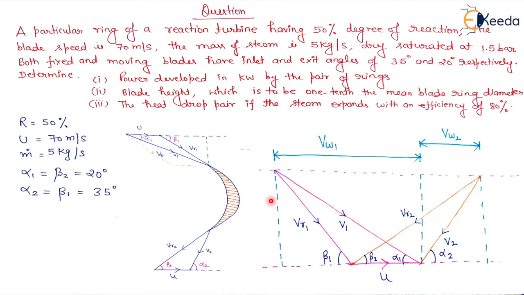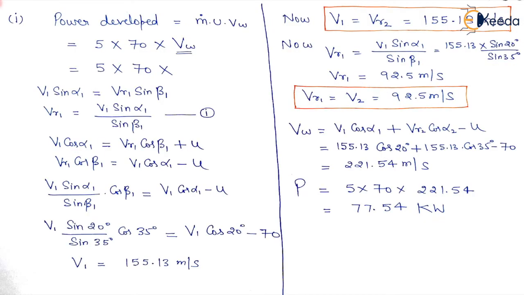Now let's see the question one by one. Power developed in kilowatt by pair of rings. You see in this case, what is the power developed? Power developed is mass flow rate into U into VW. So M is given 5, U is given 70. What is VW? We have to calculate this VW. How we have to calculate?